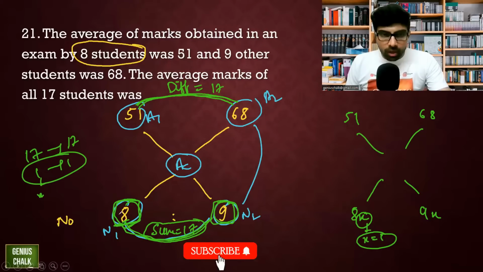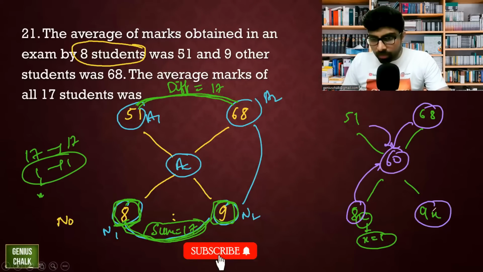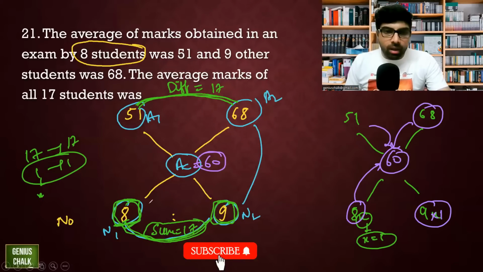So this ratio will be the same. Now, they are considered as the same number. So 8. Now tell me, what should I subtract from 68? It should be 60, because 68 minus 8 is 60. And the difference between 51 and 60 has to be 9, because x is 1. So this is 9 into 1, 9. The same thing here, the answer has to be 60. So this is how we find combined average.